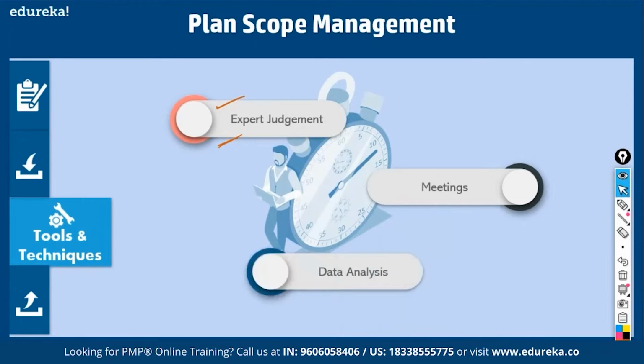Then data analysis. So what type of data do you need to analyze? See, if you have to define scope, you have to gather a lot of data relating to alternative ways of collecting requirements. Should I have interviews or should I have questionnaires, right? How to create a product? What are the alternative ways of creating a product? What are the alternative ways of inspecting? What are the alternative ways of gaining acceptance, validation, etc., etc. So that is called data analysis.